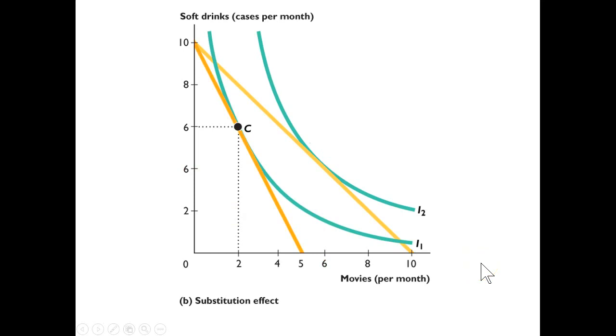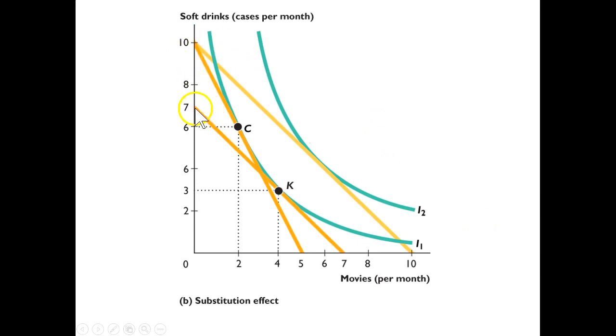So what we want to do is, we want to see the change in the relative prices. That is, we want to see movies being relatively cheaper than they were before, but without shifting the budget line upwards. So what we want to do is take the slope of this new budget line, just the slope, and impose it back on the original indifference curve. So imagine the consumer is just as happy as before, but they've chosen a different combination because movies are relatively cheaper.